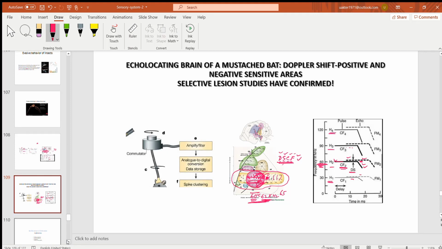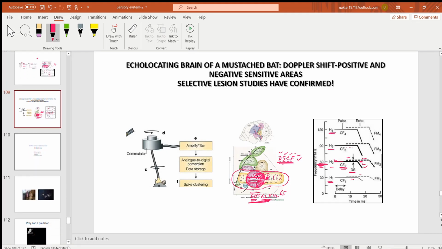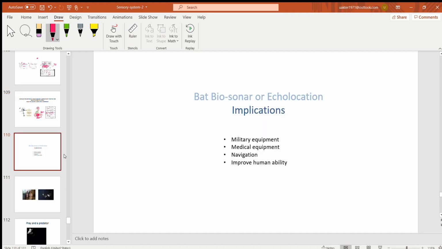They are specialized for that processing of the Doppler shift. So you see a large part of the brain is processing FM, CF and Doppler shift. So this is how the information we gather from our experiments can be used. Echolocation experiment is extremely useful because we can use the echolocation in many different purposes.